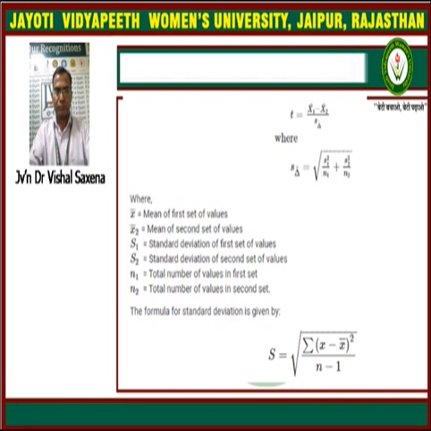S1 and S2 are the standard deviations for the first and the second data sets respectively, while N1 and N2 are the sizes of the two data sets. So these are the notations, and one important thing is that the standard deviation can be obtained by the formula: under root summation of (x minus x bar) whole square upon (n minus 1).